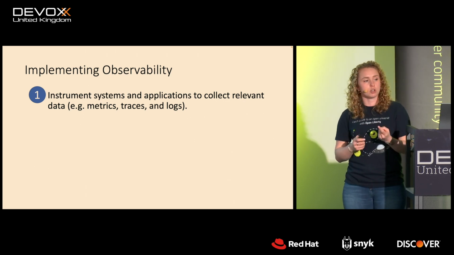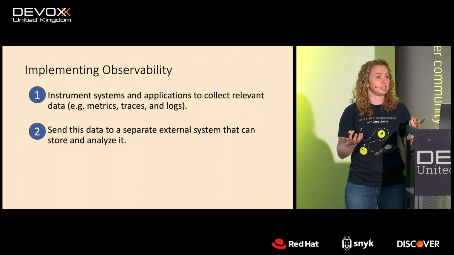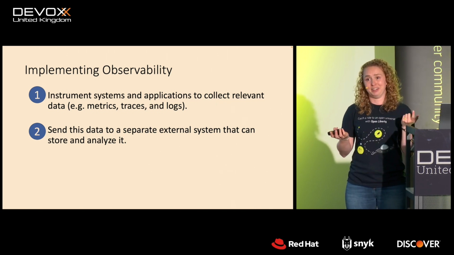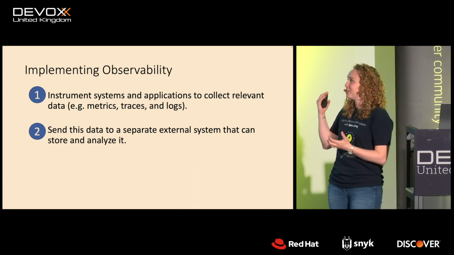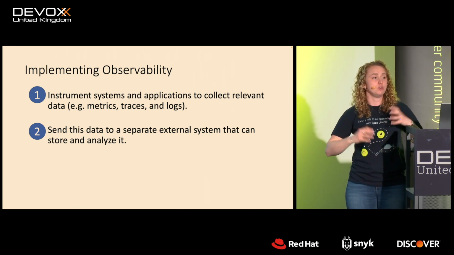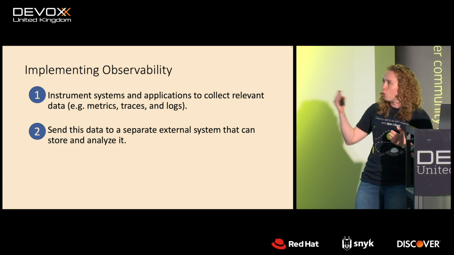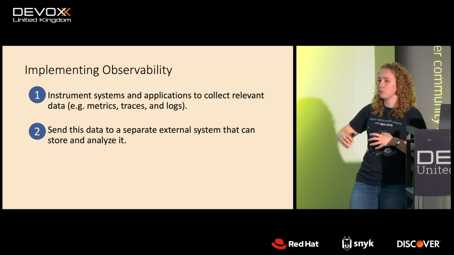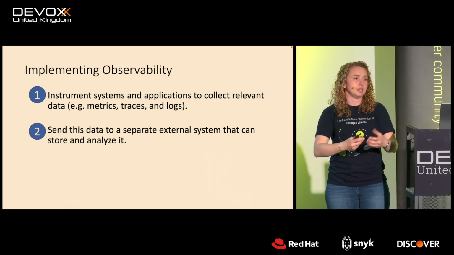Once we've instrumented our system, we then need to send that data somewhere. Because if we're collecting the data and sending it nowhere, it's no use to anyone. So we do need to send it somewhere. There's a load of different systems that you can send it to. It's really up to you. But the important part here is recognizing that that data needs to be sent to a separate system that we can then use to store and analyze that data.